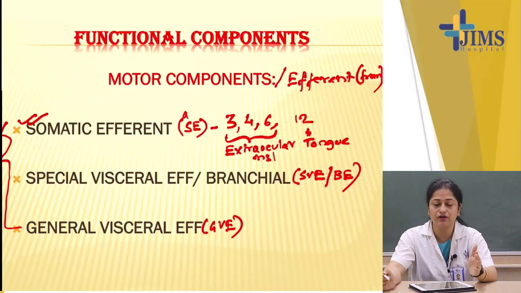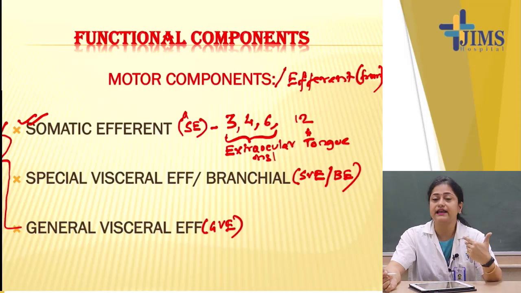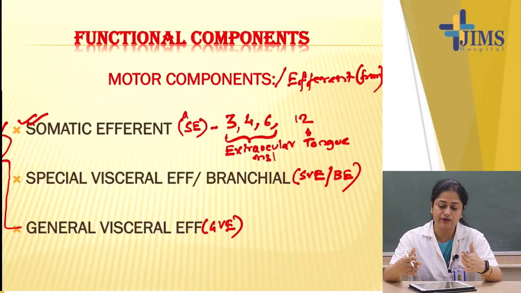Third is oculomotor, fourth is trochlear, sixth is abducent, and these three supply the extraocular muscles which help in movement of your eyeball. And the 12th nerve, the hypoglossal nerve, supplies the tongue muscle. Now come to the second component, which is the special visceral efferent or branchial efferent. From the name you can understand that they supply the muscles which develop from the branchial arches.